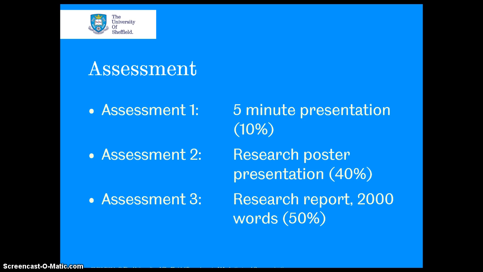So here are your assessments for the language attitudes module, the three assessments. And the first assessment is a 5-minute presentation, that's worth 10%. The second assessment is a research poster presentation, worth 40%. And then your final assessment is a research report worth 2,000 words, and that's worth 50%. So the assessments go up in percentage value, starting off with the presentation.